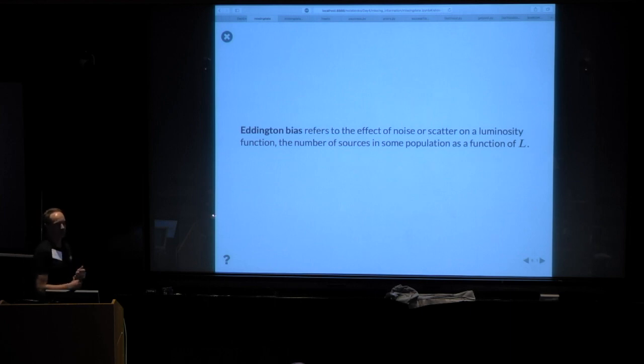Eddington bias is somewhat similar, but it refers to when we are trying to infer the number of sources, whatever the sources are, as a function of luminosity. So fairly generically, a luminosity function like that would be a steeply falling function. There are many more faint things than bright things usually. And so if you have a steeply falling luminosity function and you start perturbing individual luminosities, even with a symmetric measurement error, there's a net shifting upwards of the number of sources to higher luminosities, higher measured inferred luminosities.